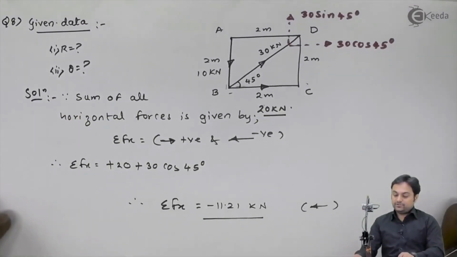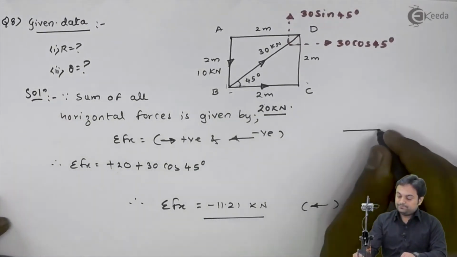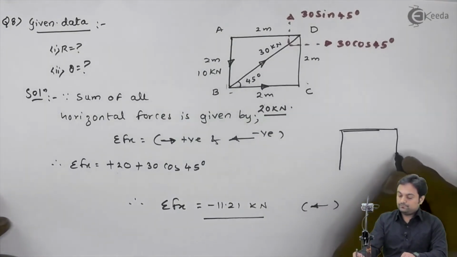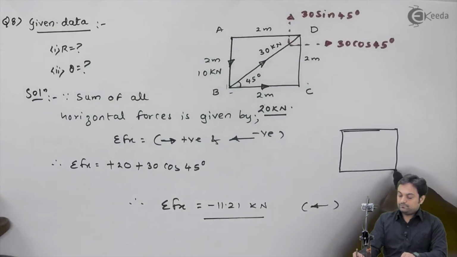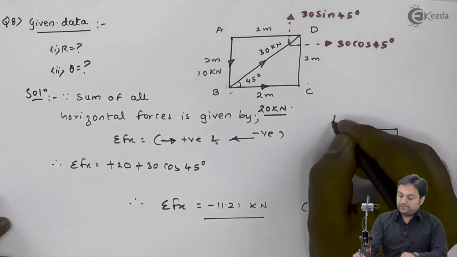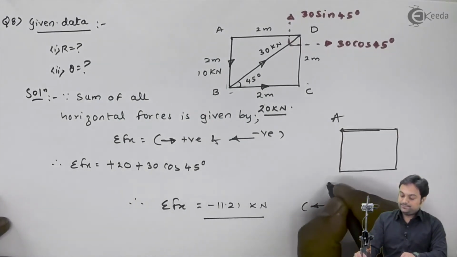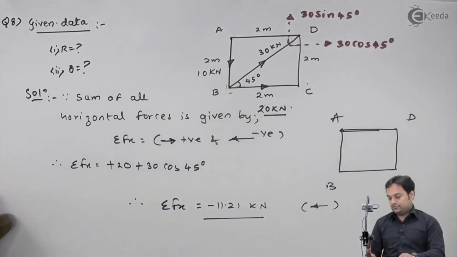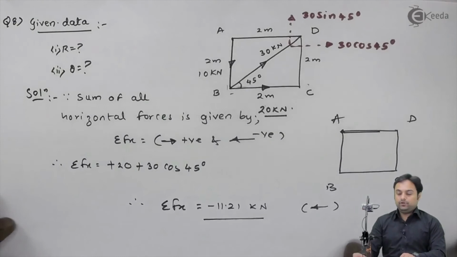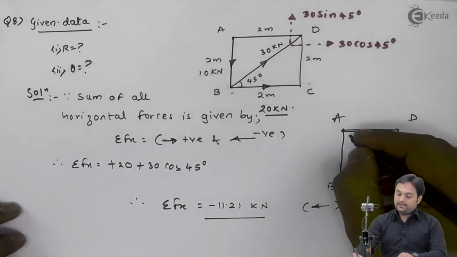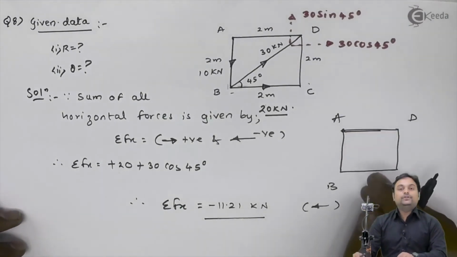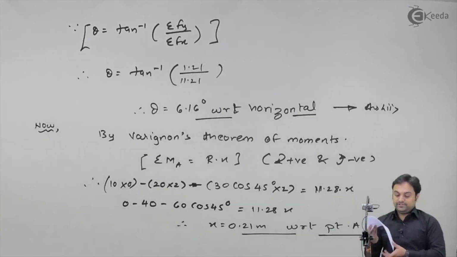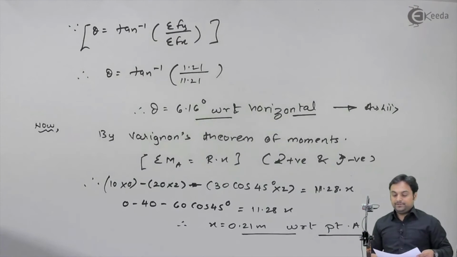I will draw this square again. Here I have point A. I will replace all the forces just by one single force. That force would be called the resultant, and its distance with respect to point A, which we have just calculated, is 0.21 meter.